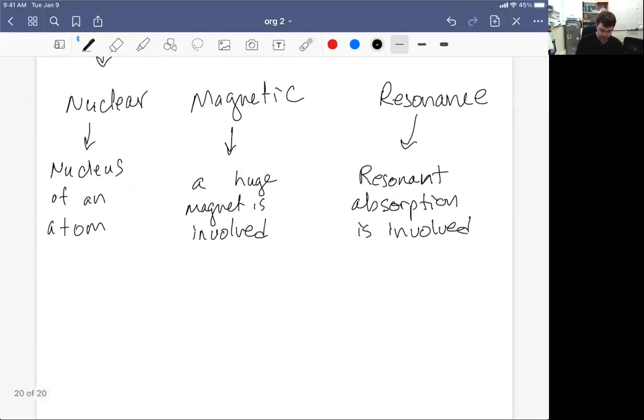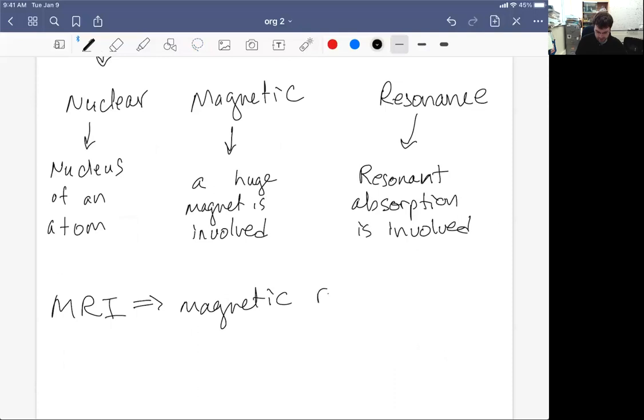Now, as I mentioned, NMR is very similar to MRI. In fact, incredibly similar. It's basically the same technique, except one's engineered for people and the other one's engineered for samples of molecules. What MRI stands for is magnetic resonance imaging. Once again, we have magnetic, which refers to huge magnets involved. Resonance refers to resonance absorption.